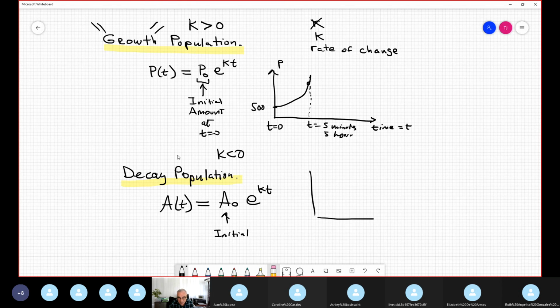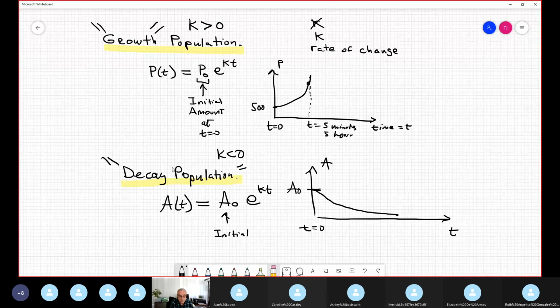And when this situation happens, the behavior is completely different. This is the time again, and this is the amount of substance. I want to explain in detail next class. At t equals 0, we have one initial and decay like that. Decay and growth is the topic that we discuss next class. Any question, guys? The time flies. It's only 50 minutes.